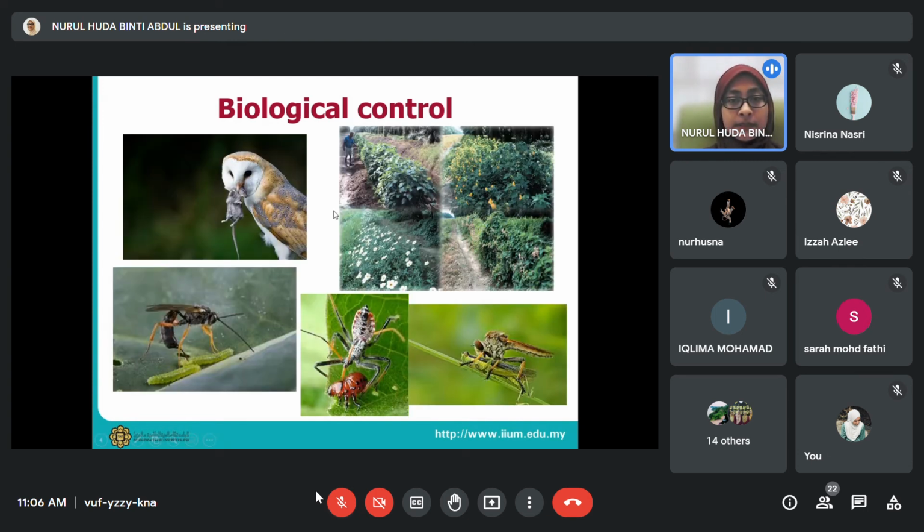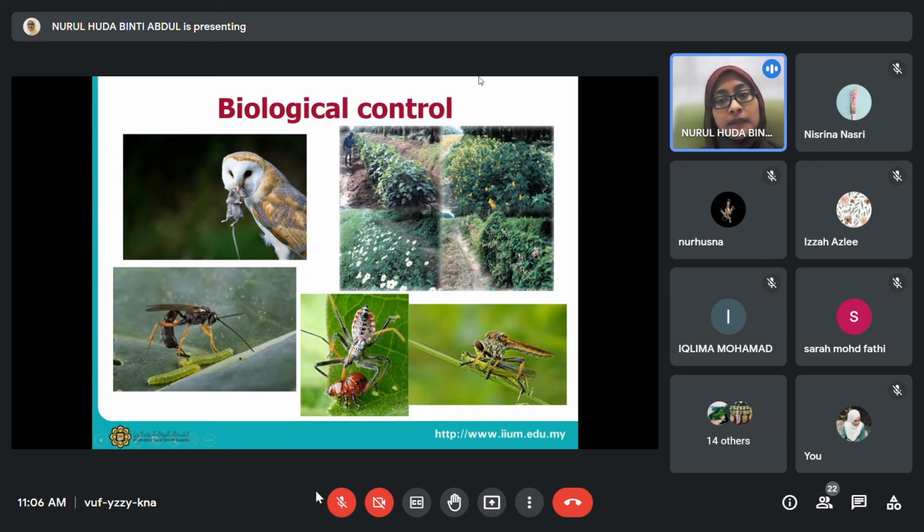Okay, this is the picture. This one we have Tyto alba, or what we call barn owl, to control rats in oil palm plantations. And then we have a parasitoid that lays eggs inside the larvae of the pest. And here below we have the assassin bug, which feeds on other pests, and then we also have this one, Asilidae robber fly, which also feeds on other insects. And here in the picture above, okay, this is actually what we call a beneficial plant.